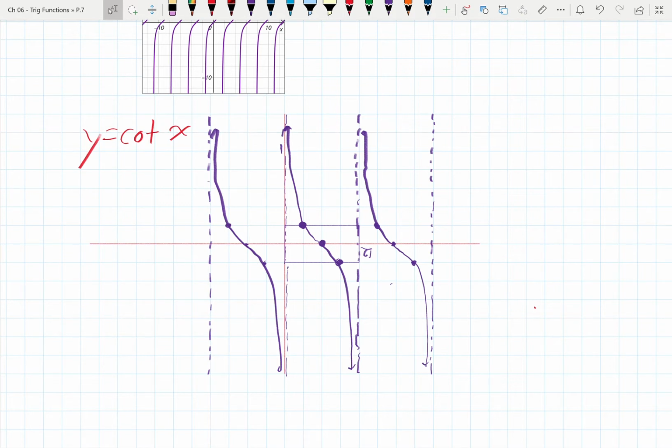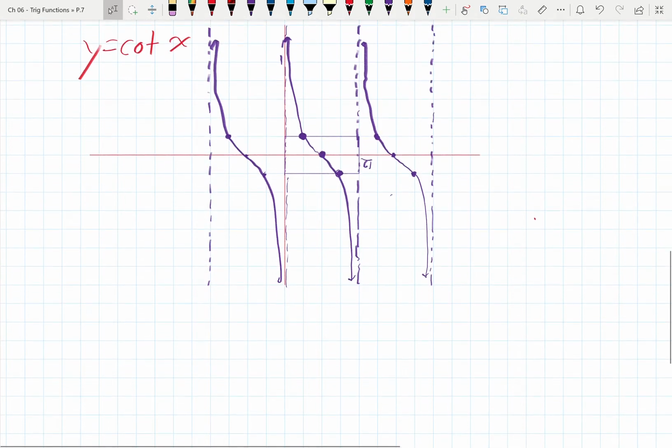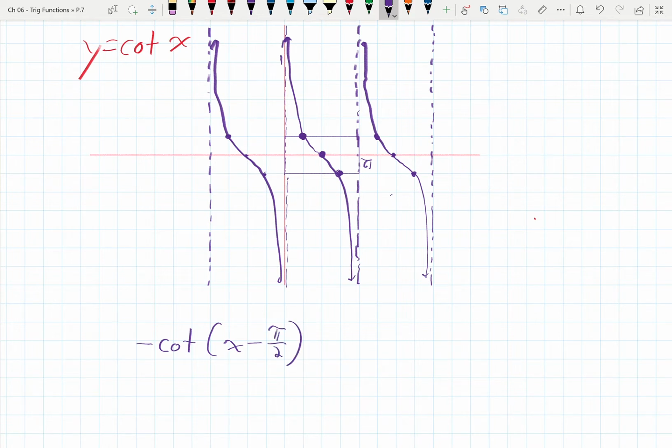Shift right 2, yeah. So x minus 2. So if I make it negative cotangent of x minus how far to the right? What's 2 boxes in this? Pi over 2. That the negative cotangent of x minus pi over 2 should actually be equal to the tangent of x. I'm going to argue you already know that.